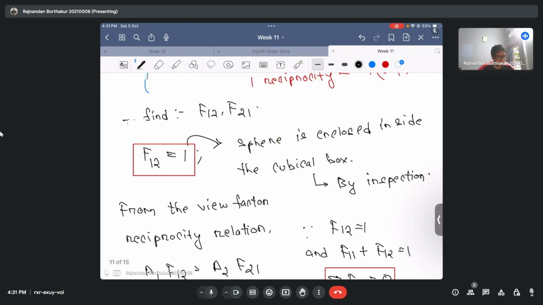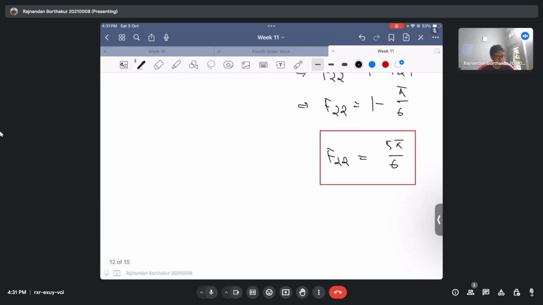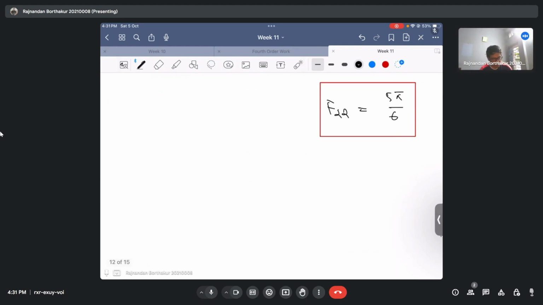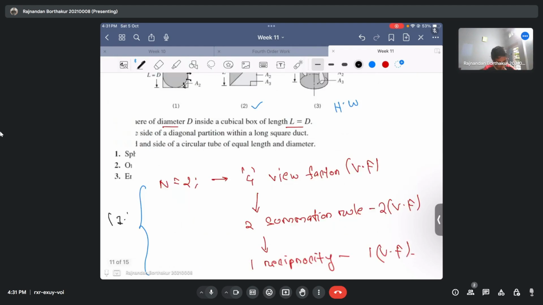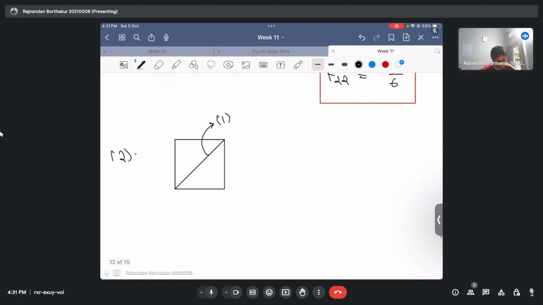Okay, so we'll draw the same analogy, but I'll just draw the physical picture here just for you to make things clear. So the surface is kind of like this. This is the partition, and this is 1. And I think this is 2, and this is 3. Okay, this is 2 and this is 3.